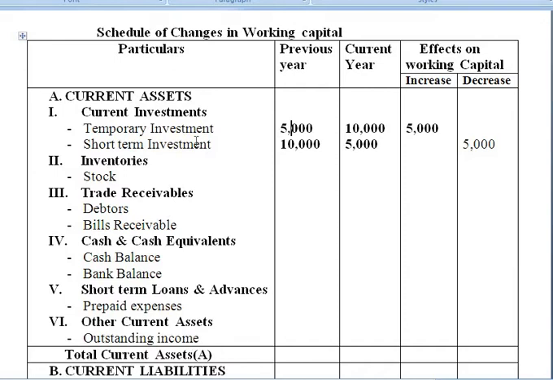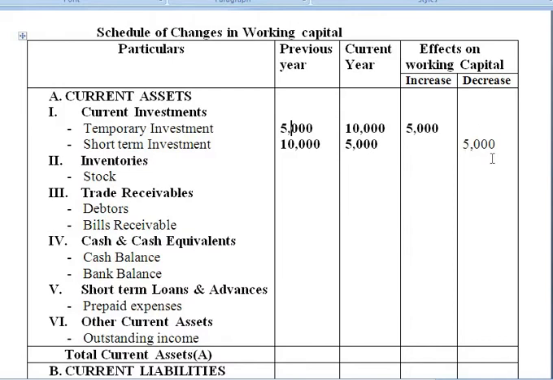Now in case the current asset decreases, what is the effect on working capital? Next one is short term investment. The amount of short term investment is opening 10,000, whereas closing is 5,000. There is a decrease in the amount of short term investment. How much? 5,000. Now decrease in short term investment leads to decrease in current assets, and decrease in current assets leads to decrease in working capital. So here we will be writing in the decrease column.